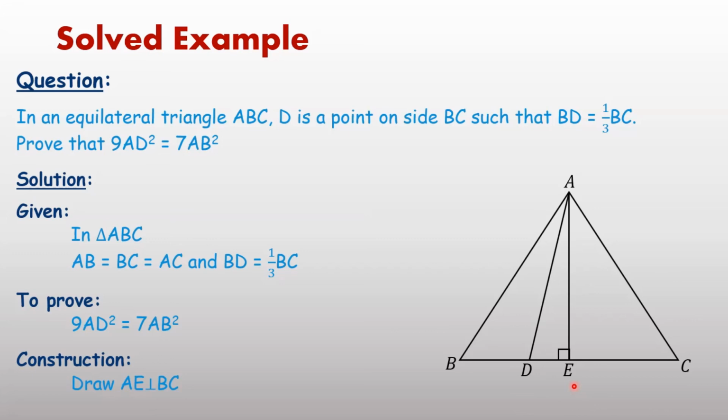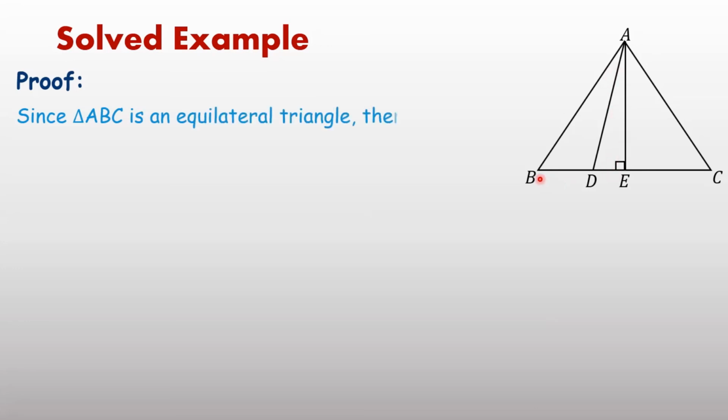Now, next step, proof. AE is perpendicular to BC. It implies triangle AEB is a right angle triangle. Already we have covered in triangle ABC, it is an equilateral triangle, means all sides are equal. And let the measurement of all sides be K.